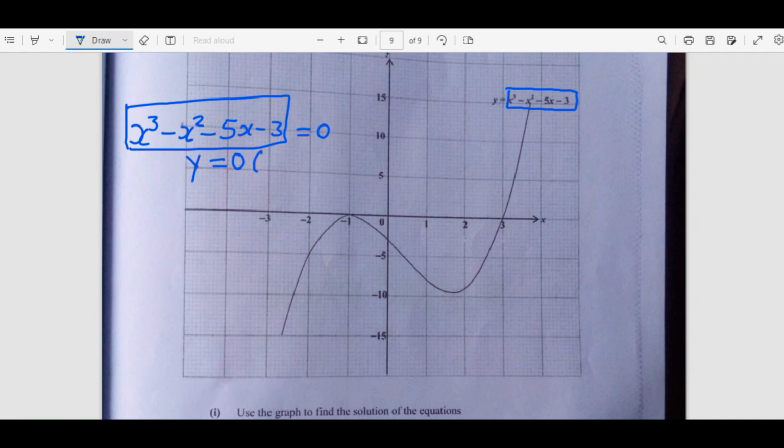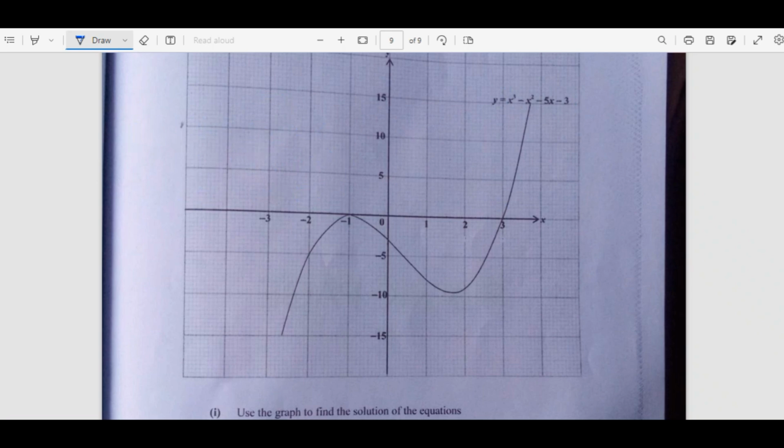So when y is equal to 0 is just the x-axis. So we need to find the values of x where the curve is meeting the x-axis, and we can see that we only have 2 points here. So the first value of x will be x is equal to -1. Then the second one will be x is equal to +3.